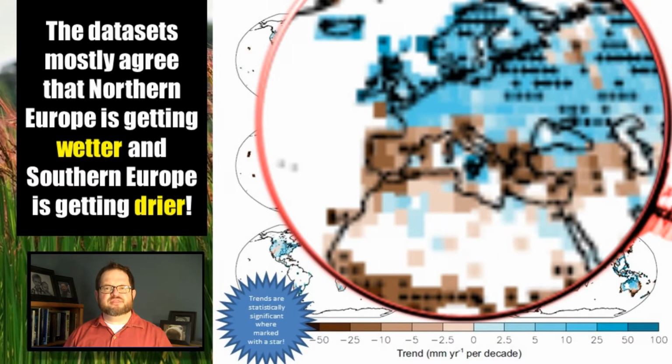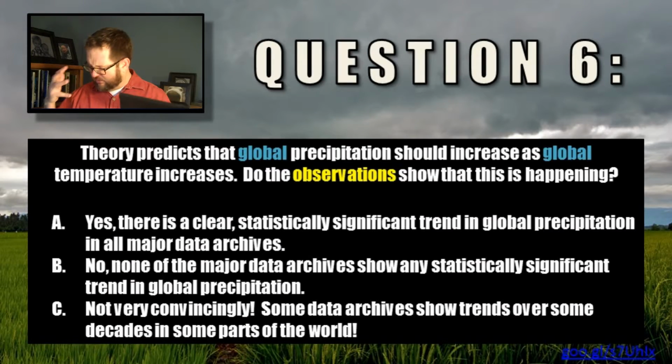What are we going to be able to make of that? Before we go on and start deciding what kind of interpretation we have about all this, let's answer a couple of quick questions. Question 6. Theory predicts that global precipitation should increase as global temperature increases. Do the observations show that this is happening?